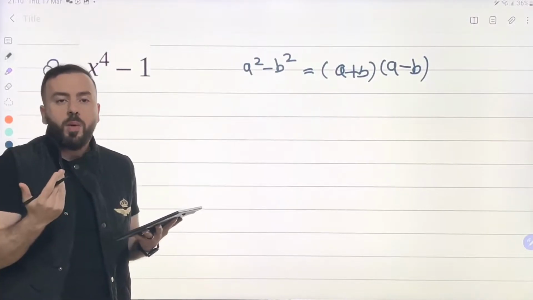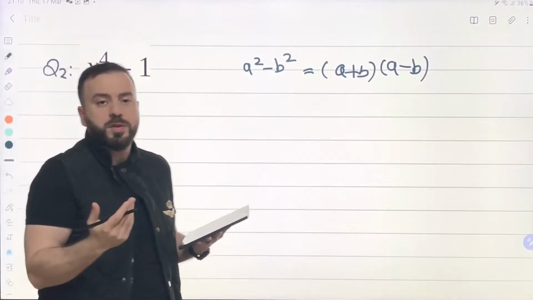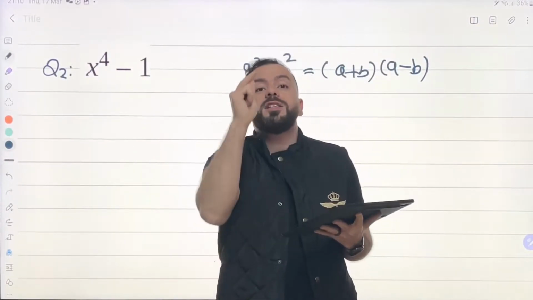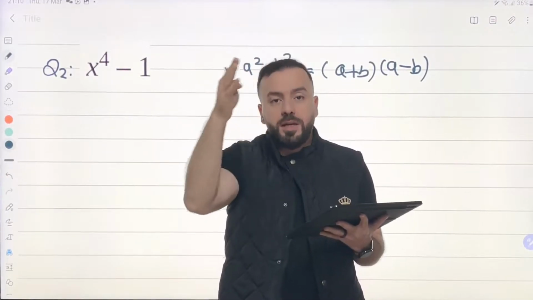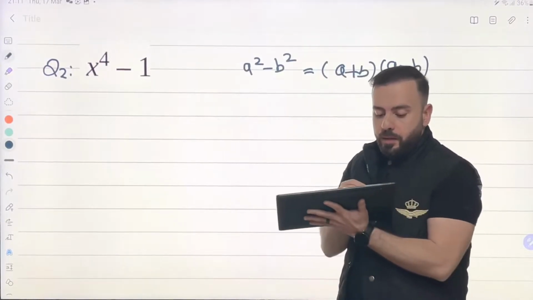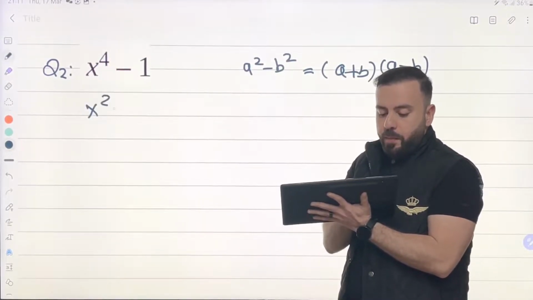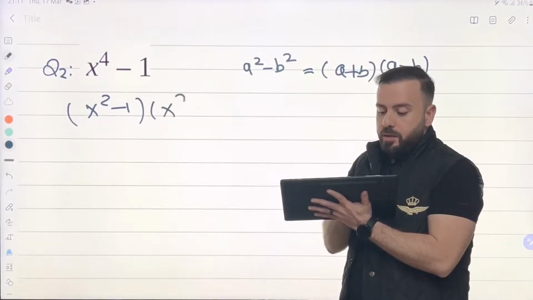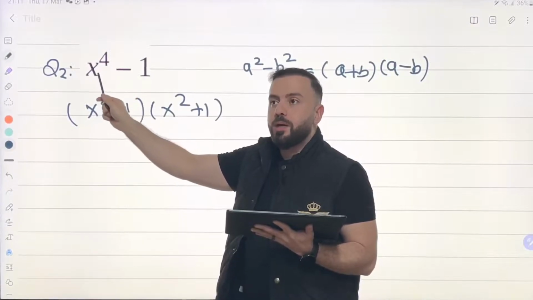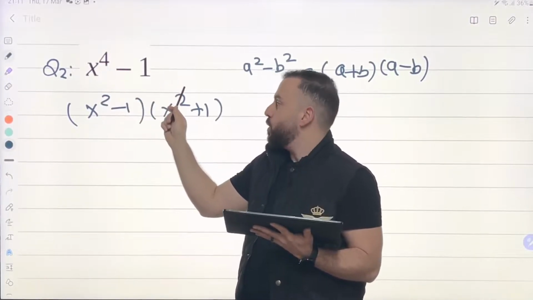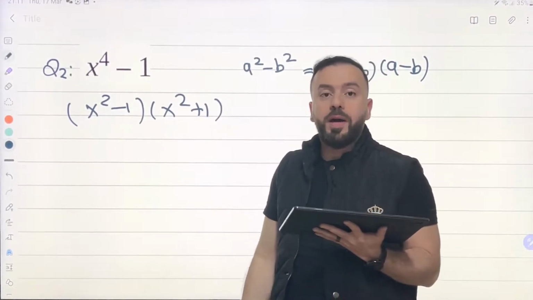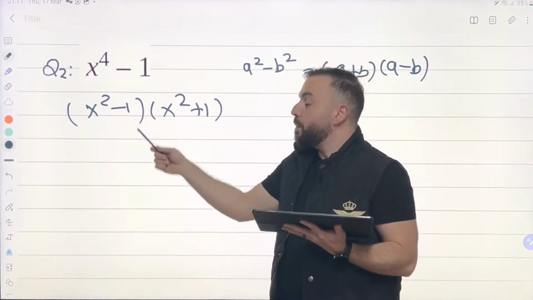But mister, how does it come that x power 4 minus 1 is the difference between two squares? Check this with me. x power 4, can I split it into x squared times x squared? The answer is yes, of course. So that's going to be x squared minus 1 and x squared plus 1. This is a perfect square, x squared times x squared, and this is also 1 times 1, which is 1. In this case, can I still go for one more step of factorization? Yes, of course, which is x squared minus 1.